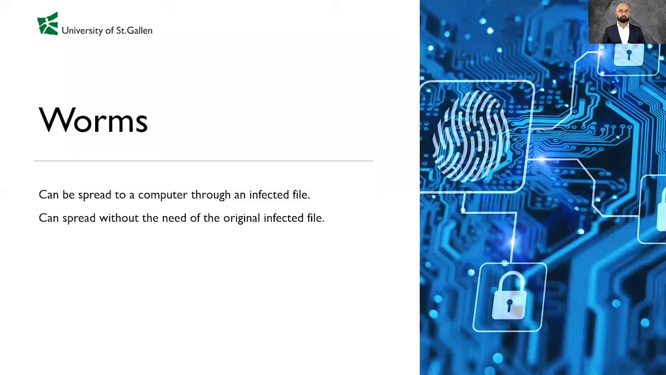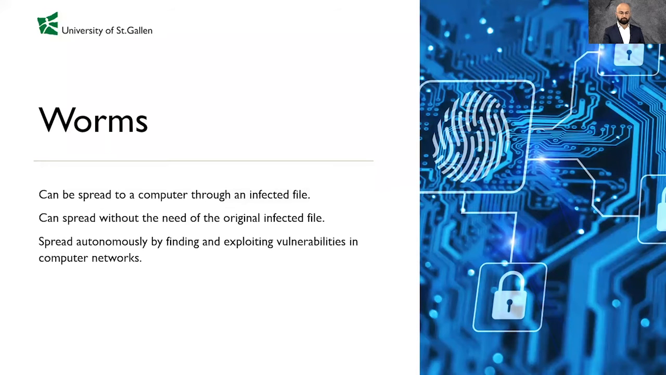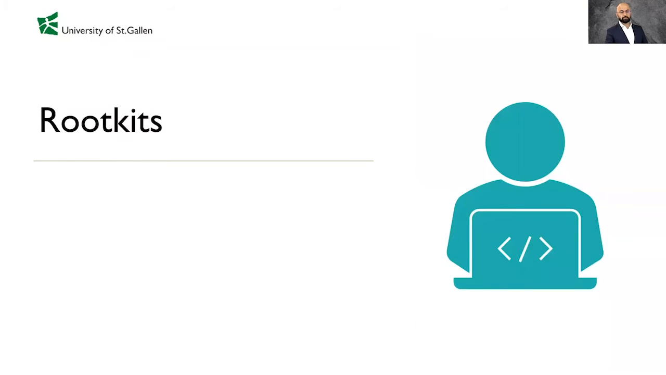They can target and exploit the weaknesses of the system and move around the computer and target devices. And it is a little bit difficult to find out the source of worms. The next one is rootkits. Rootkits, unlike viruses and worms, do not spread on their own.